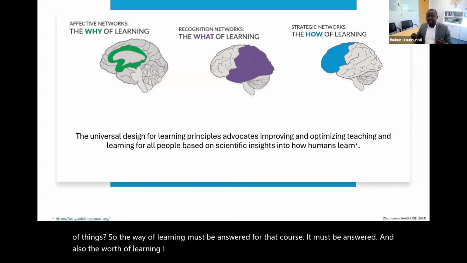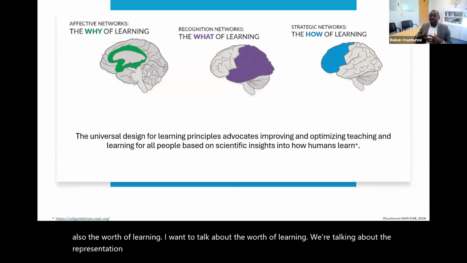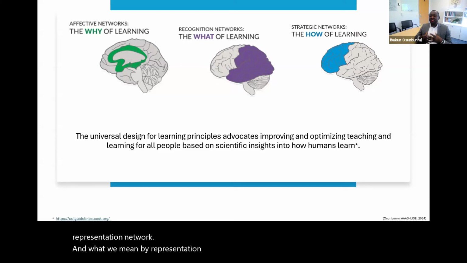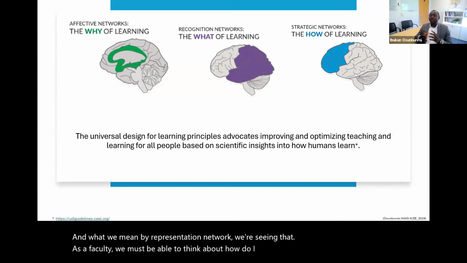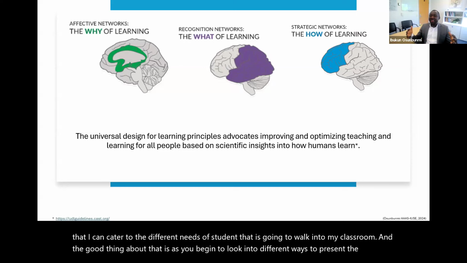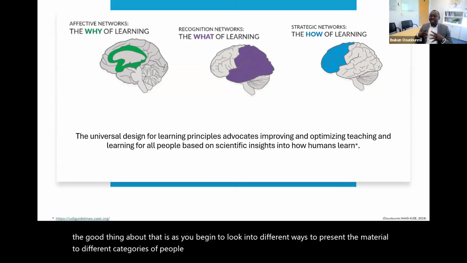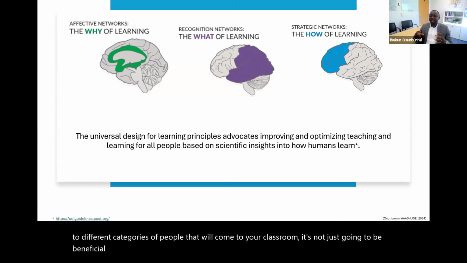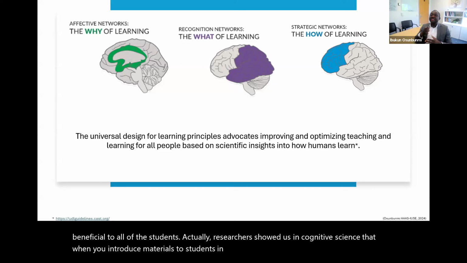And when we talk about the what of learning, we're talking about the representation network. What we mean by the representation network is that as faculty, we must begin to think about how I present my material in different ways so that I can cater to the different needs of students that are going to walk into my classroom. And the good thing about that is, as you begin to look into different ways to present the material to different categories of people that will come to a classroom, it's not just beneficial to some of the students. Actually, research in cognitive science has shown us that when you introduce materials to students in different contexts, you are going to have deep learning.